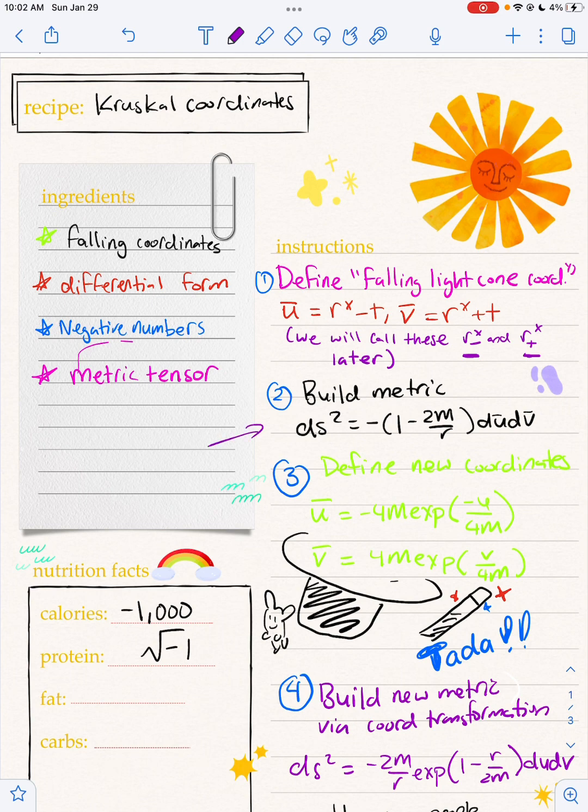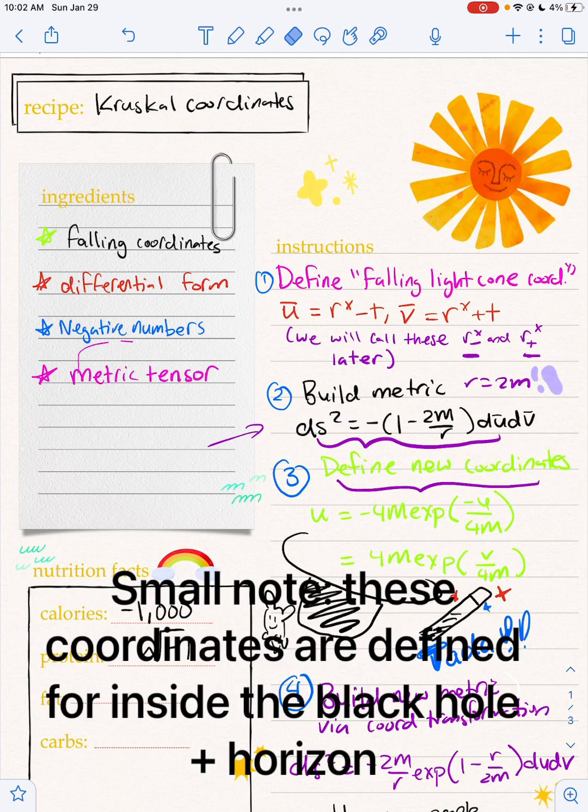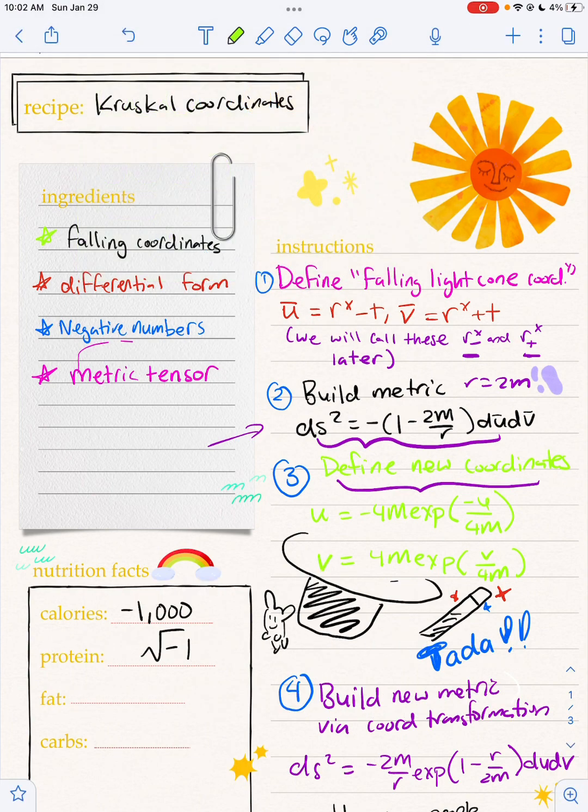So then we build the metric. Doing the metric transformation, we'd get this for the metric, or technically speaking the line element. And we can see that for r equals 2m, here we still have that weird metric. It still gives us 0, which doesn't really make much sense. So we're not quite done yet. We have to define some new coordinates again, and we're going to call them u and v, which are functions of u bar and v bar.